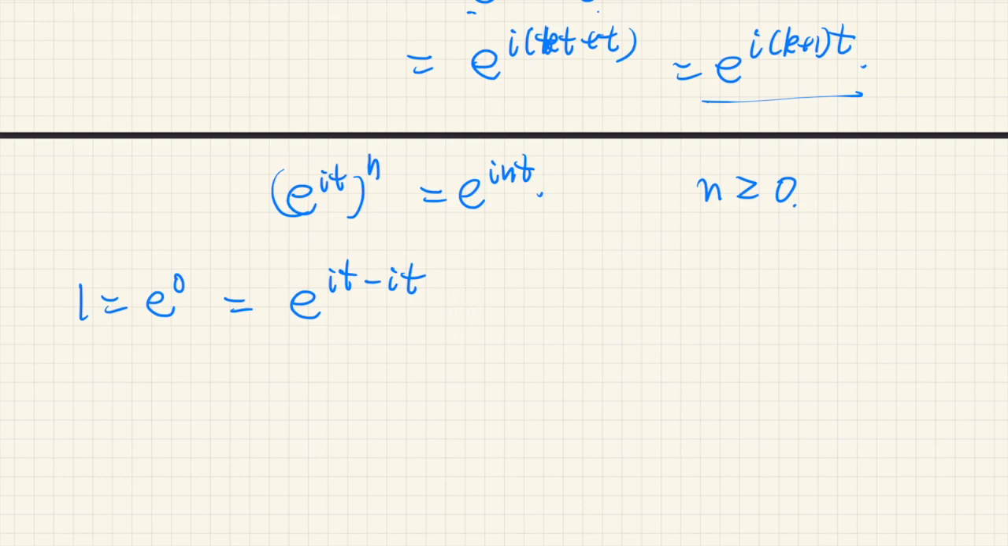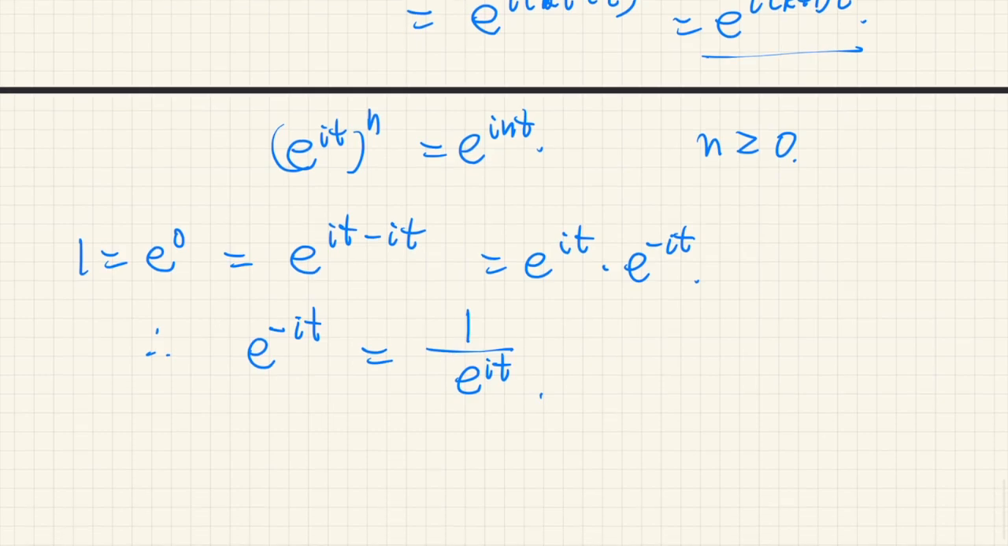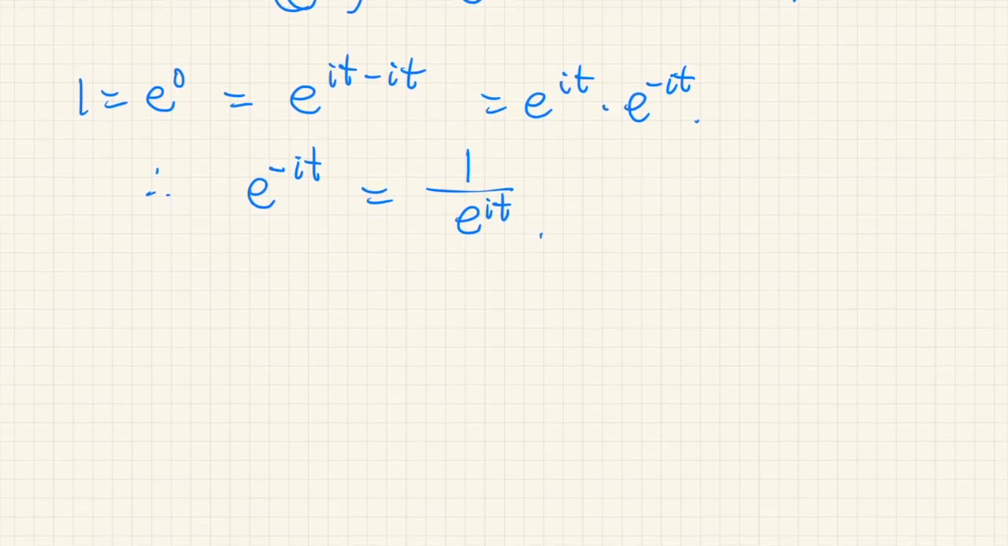And of course this is equal to e to the power of it times e to the power of negative it from the previous theorem. So therefore, e to the power of negative it is equal to 1 over e to the power of it. So from this, let's say e to the power of it to the power of negative n. Let's say n is a natural number, so that is a positive integer.